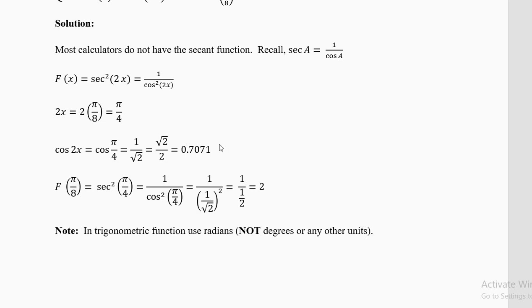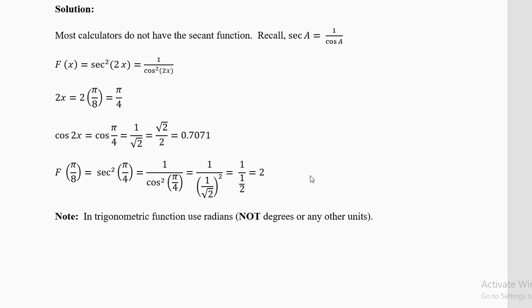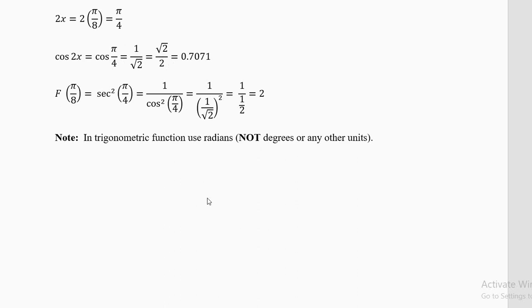Whenever we have sine, cosine, or any of the 6 trigonometric ratios in calculus, we necessarily have to use radians and not degrees. So f of pi by 8 is secant square pi by 4, which is equal to 1 over cos square pi by 4, which is 1 over square root of 2 whole square, which is 1 over half, equal to 2. Those of you who use decimal expansion will get an answer slightly different from 2, slightly more than 2, like 2.01 or 2.1. So always use radians in this kind of calculation.